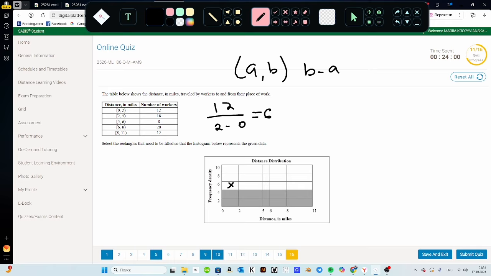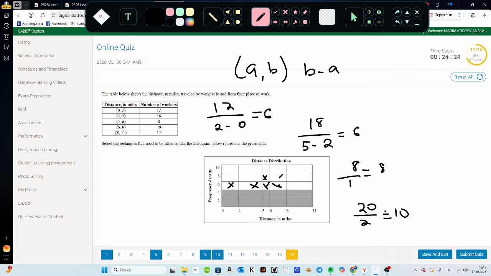So we color in 1. Next one is 18 over 5 minus 2, which gives us 6. Again, same thing. Now 8 over 1 gives us 8, so we color 2 blocks. Then we have 20 over 2, which gives us 10 blocks, so we color the 3. And then 12 over 11 minus 8, which gives us 4. So it stays as it is.